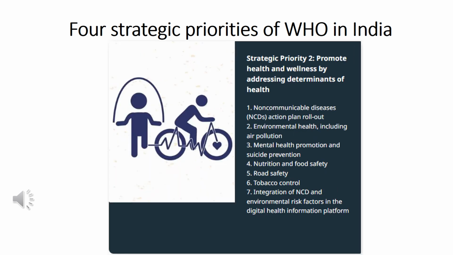Strategic priorities of WHO in India. Strategic Priority 2. Promote health and wellness by addressing determinants of health. Non-communicable diseases, NCDs, action plan rollout. Environmental health, including air pollution. Mental health promotion and suicide prevention. Nutrition and food safety. Road safety. Tobacco control. Integration of NCD and environmental risk factors in the digital health information platform.